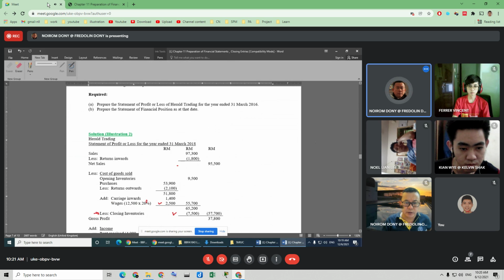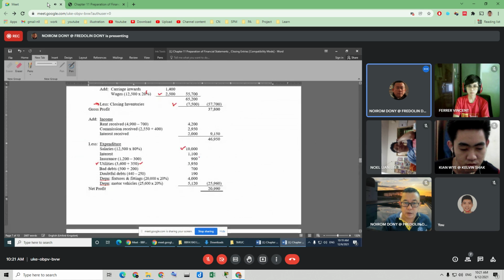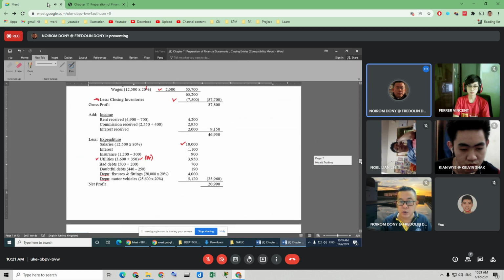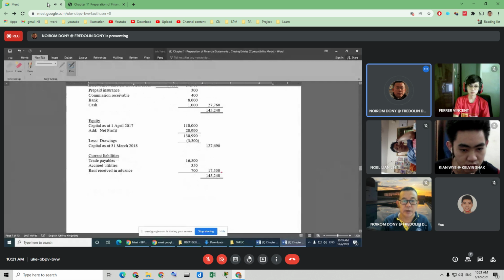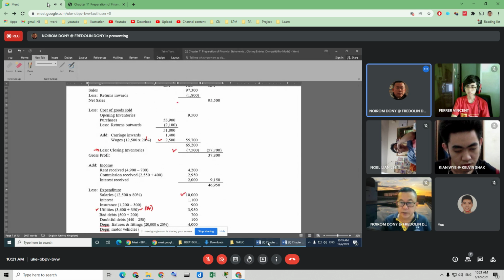So when we plus, that is actually debiting. This is the debit entry. What about the credit entry? When we provide under current liability, accrued utility. So this is the credit entry, liability. Okay. Next one.